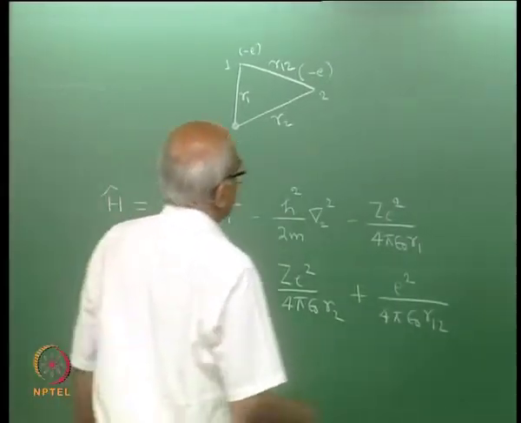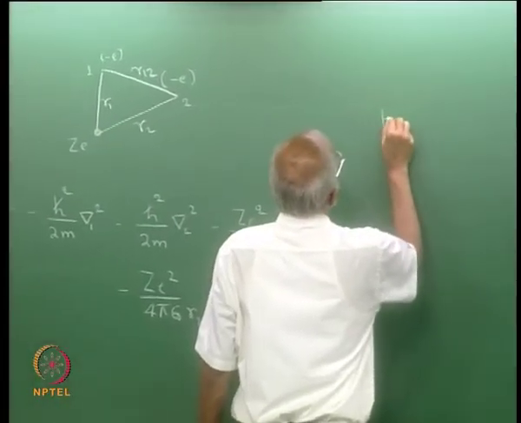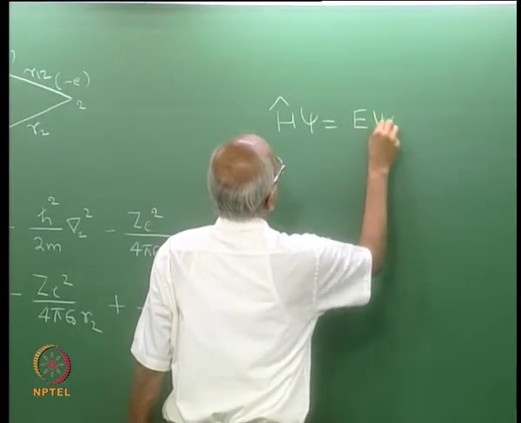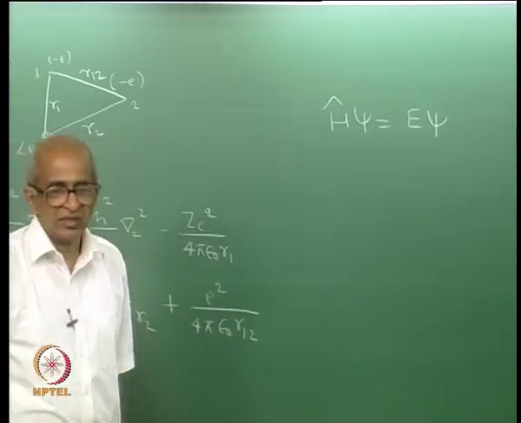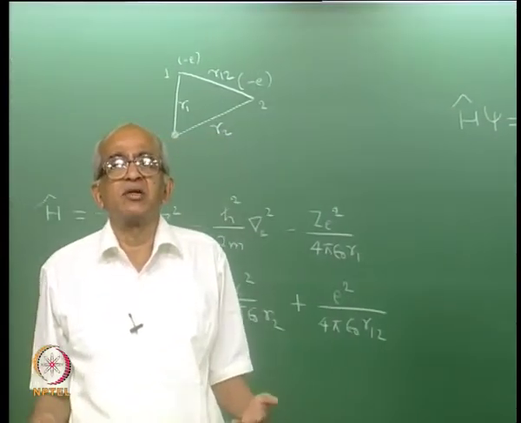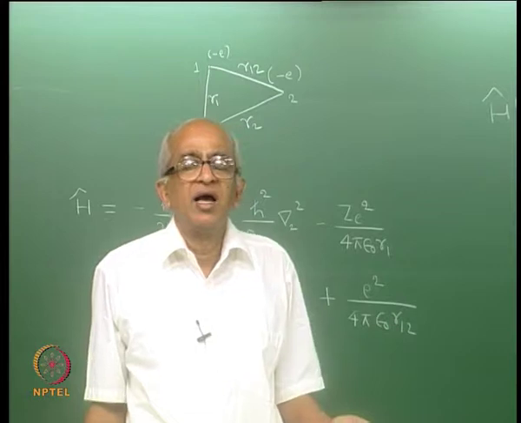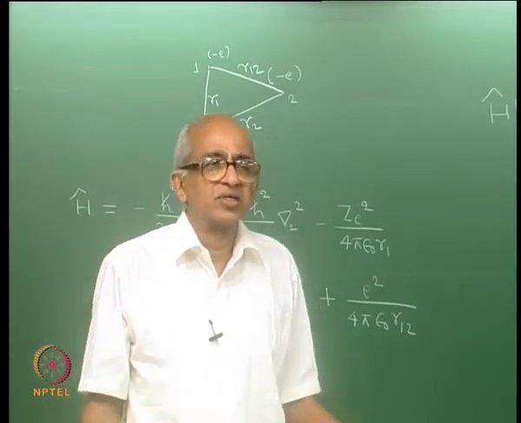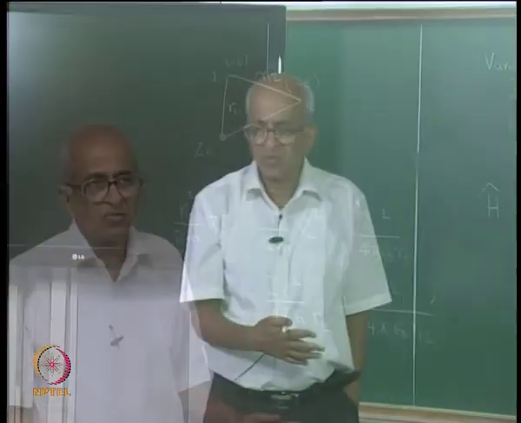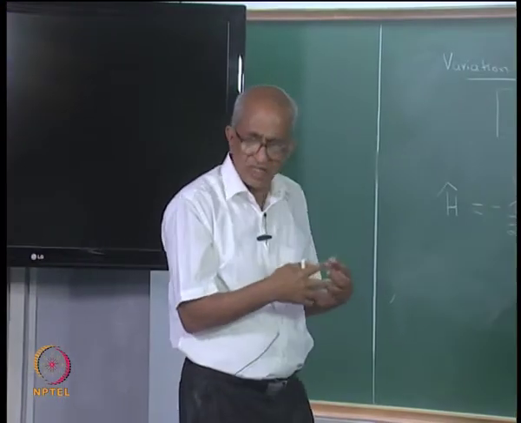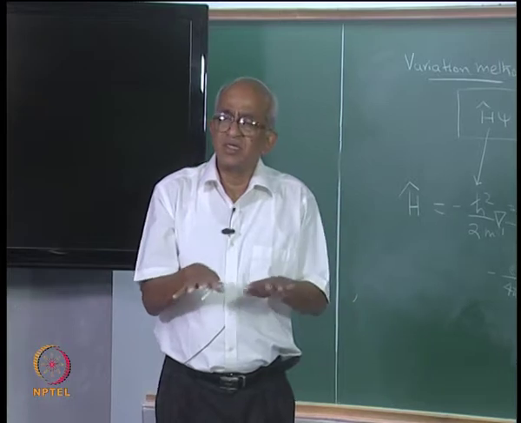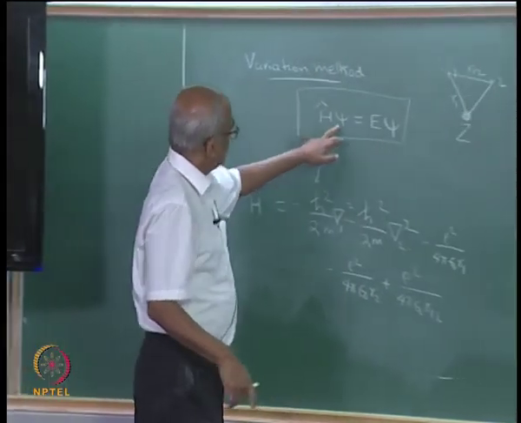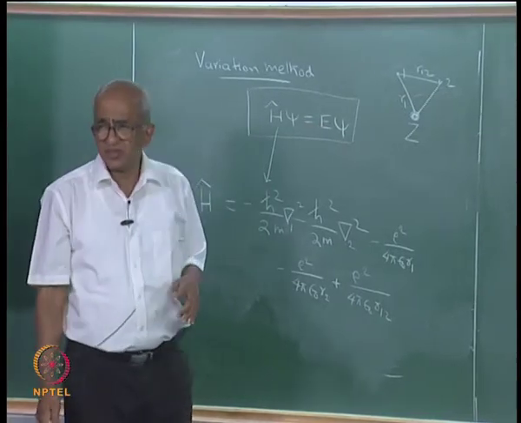So, if you look at the Schrodinger equation, which would be H psi is equal to E psi, this is a partial differential equation involving 6 variables, extremely difficult to solve. In fact, one should perhaps say impossible to solve. But as I said, we would like to get some idea of the energy of the ground state if possible. The mathematical difficulties involved in solving this are enormous.